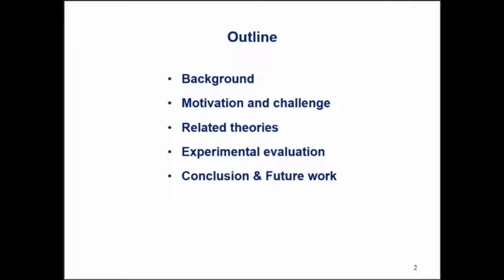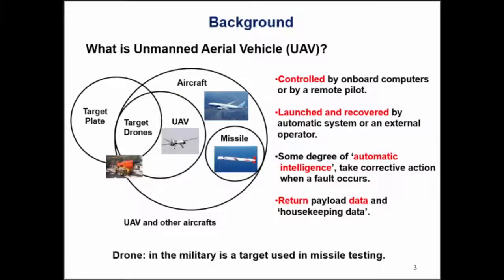This is the outline. It includes 5 parts. First, let's see the definition of UAV. It is also called the unmanned aerial vehicle. From this picture, you can see the relationship among target plate, aircraft, missile, and UAV.